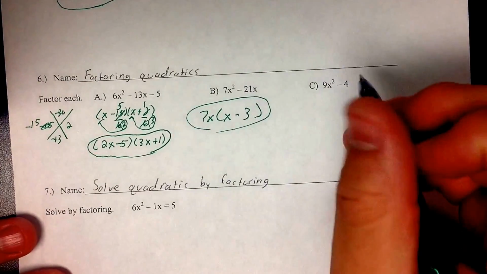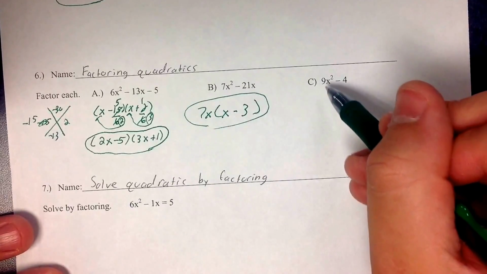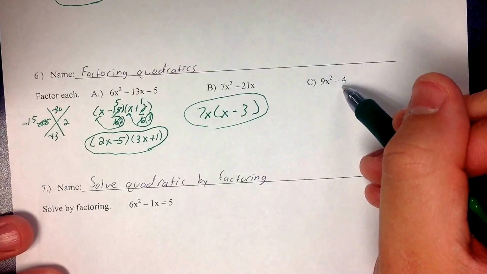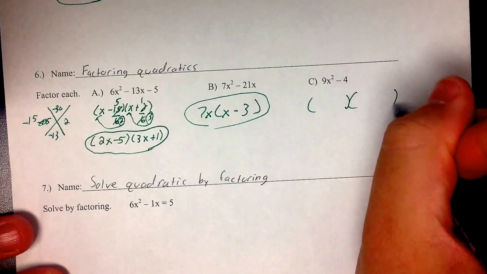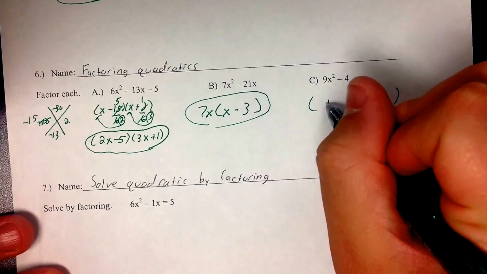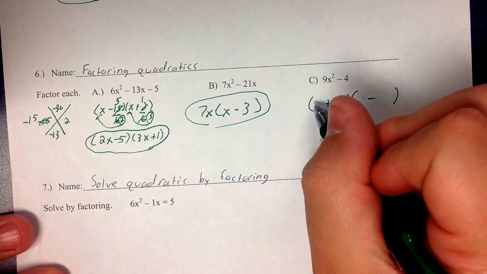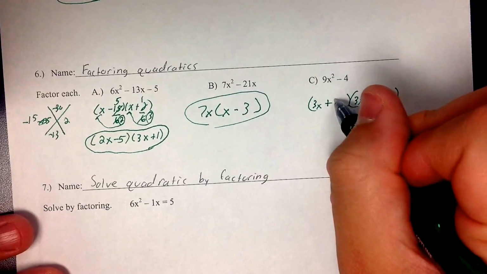Now the last one, you can start to recognize that it's the difference of squares, because 9x squared is a perfect square and 4 is a perfect square. So if it's a perfect square on each of them, we know we're going to have a plus and a minus. The square root of 9x squared is 3x, and the square root of 4 is 2.